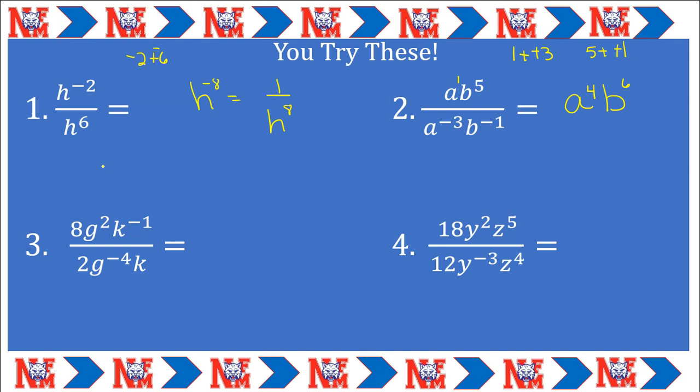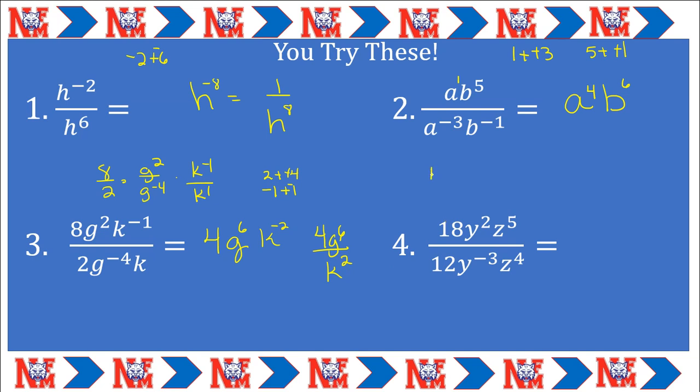Number 3, we have 8 divided by 2, and then we have g squared divided by g to the negative 4th, and k to the negative 1 divided by k to the positive 1. So we're going to evaluate each of these factors. 8 divided by 2 is 4. Then we have a g, and it's 2 minus negative 4 gives me an exponent of 6. Then we have a k. We have negative 1 minus 1 gives me negative 2. So 4 and g both have positive exponents, but we need to reciprocate the factor of k squared.